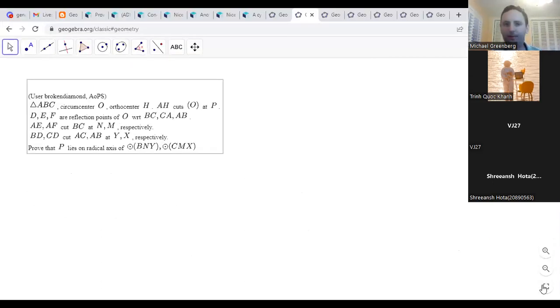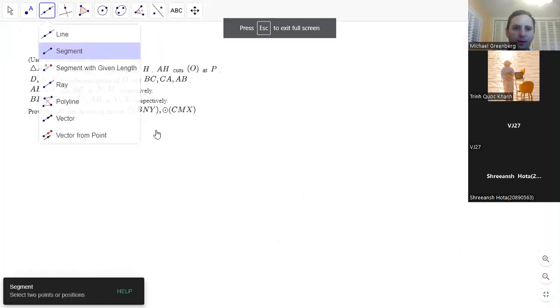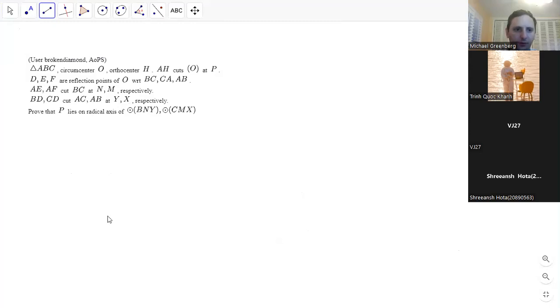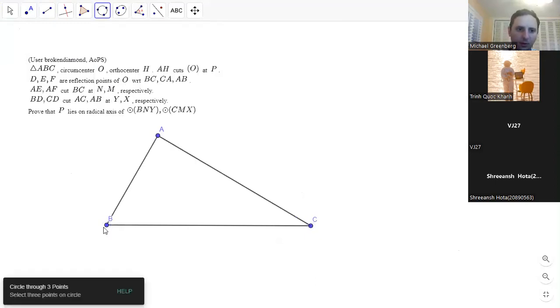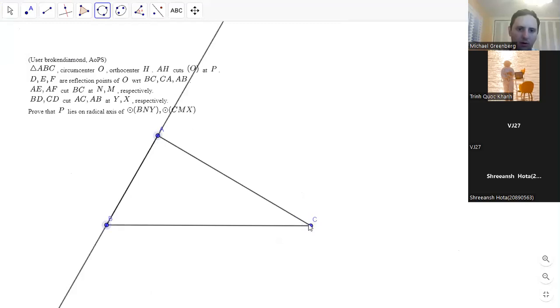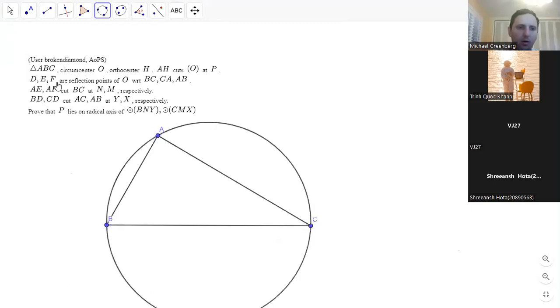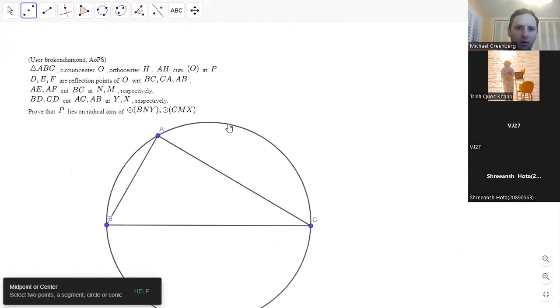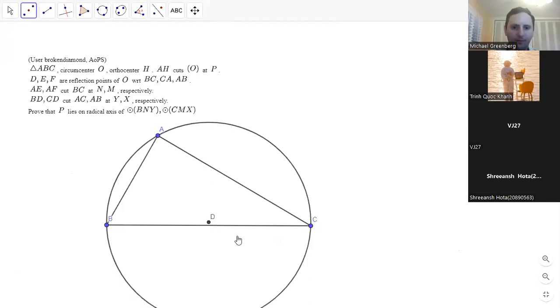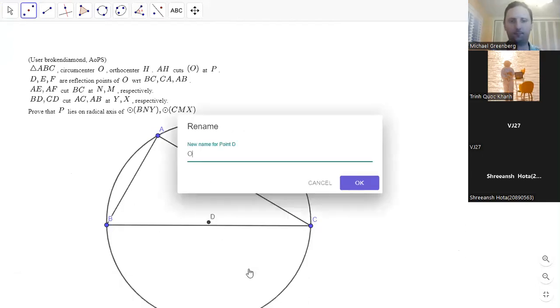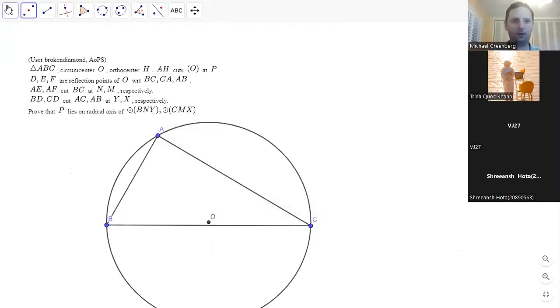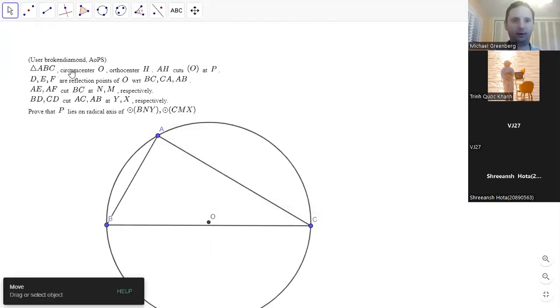All right. So here's the next problem. So we have a triangle ABC with circumcenter O and orthocenter H. And AH cuts the circle at P. So this is O. And let's draw the perpendicular from A to BC.